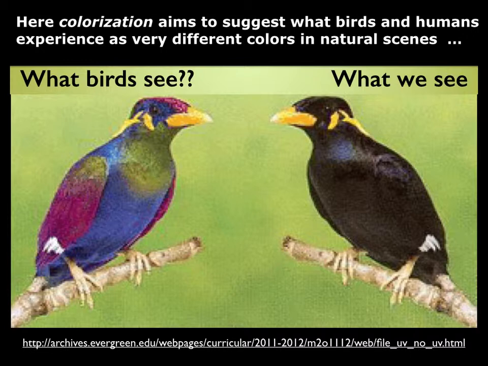Here is an example of a colorization attempt to suggest what birds and humans might experience, and you can see that the colors are very different across these two scenes. So while we can't actually know what a bird sees, in a sense we can know that extra pigments produce highly variable perceptions of colors across birds and humans.